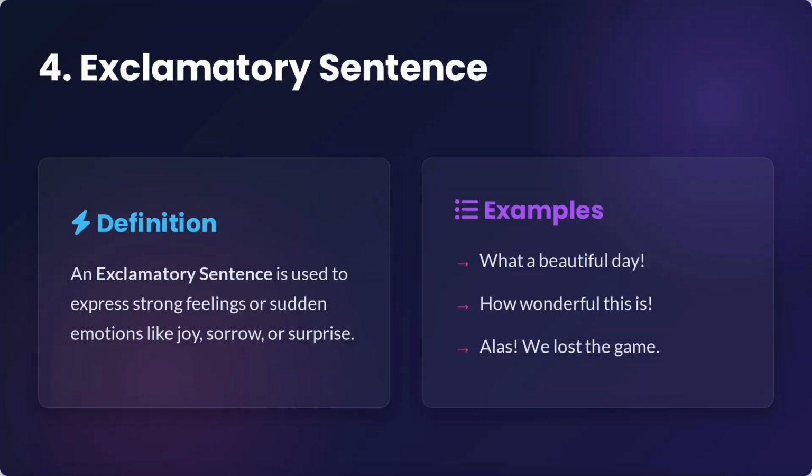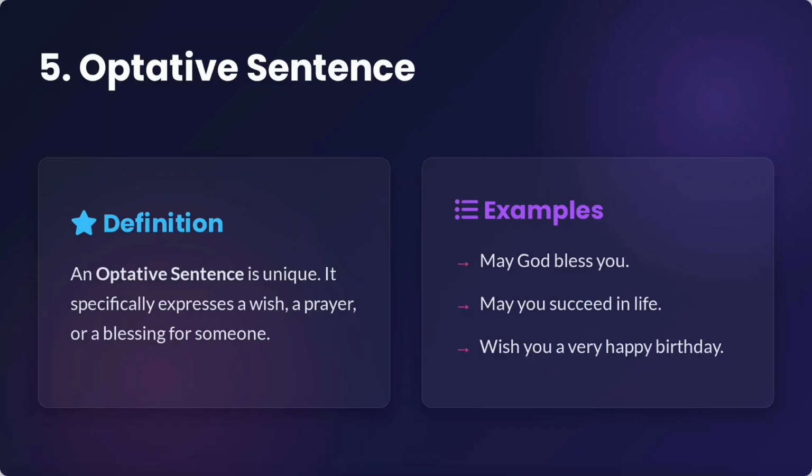Number four, exclamatory sentence. An exclamatory sentence expresses strong feelings or emotions. For example, what a beautiful day. How wonderful this is. Number five, optative sentence. An optative sentence expresses a wish, prayer, or blessing. For example, may God bless you. May you succeed in your life.